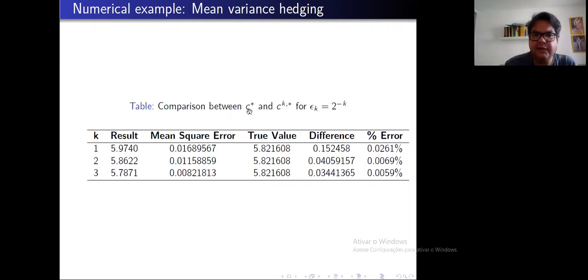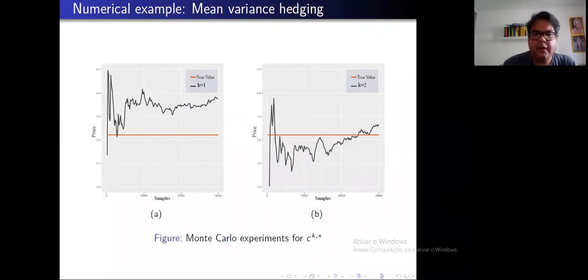C star is the theoretical value, and CK star is the value we get from this numerical scheme. And yes, I think these are good numerical results. And so, some illustration.